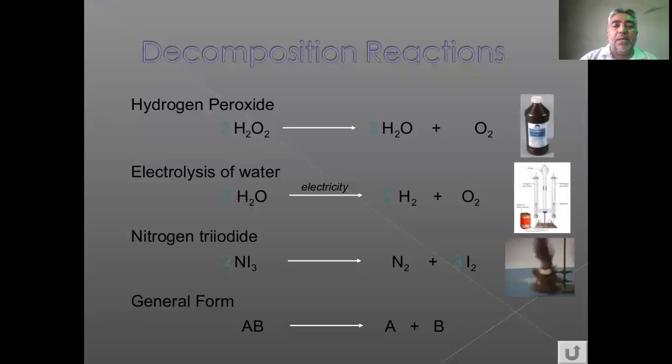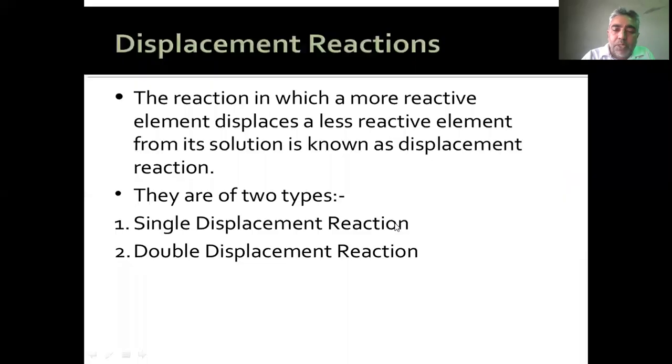There are some other examples of decomposition reaction. Hydrogen peroxide breaks down to water and oxygen. Electrolysis of water gives hydrogen and oxygen. Nitrogen triiodide gives nitrogen and iodine, and the general form AB breaks down to A plus B. These are some examples of decomposition reactions.